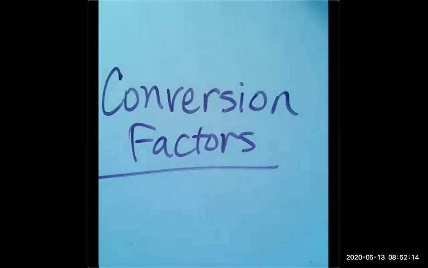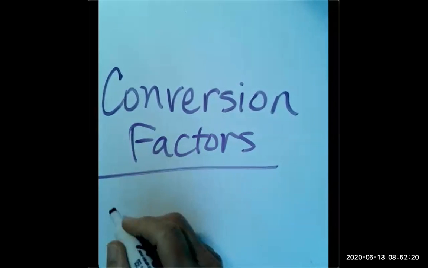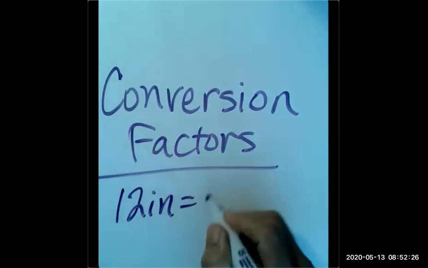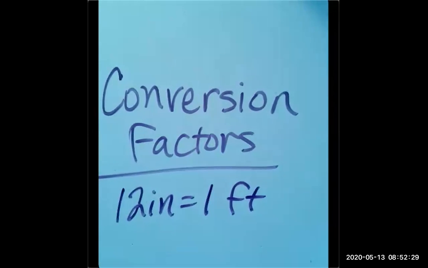So what do I mean by that? I mean a relationship that exists. For instance, 12 inches is equal to 1 foot. That is a conversion factor, and we will need to know these conversion factors in order to solve these problems.